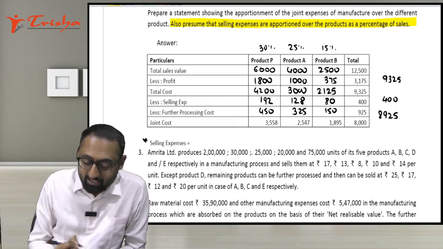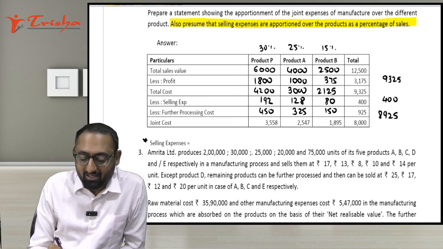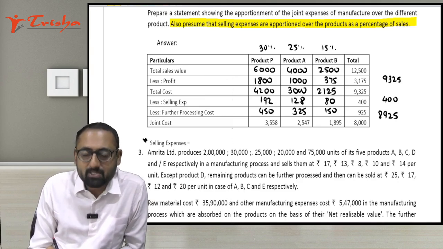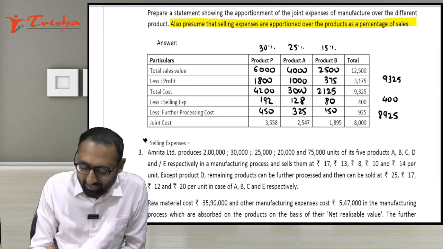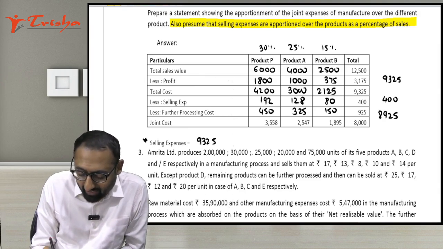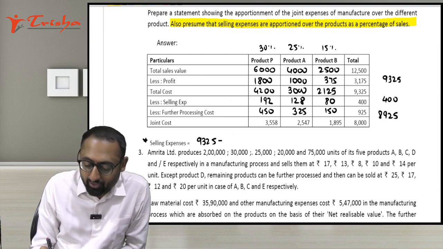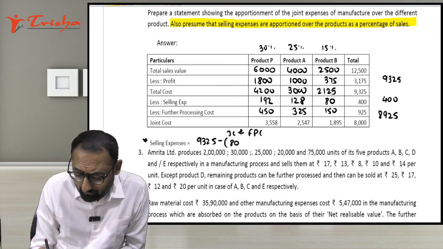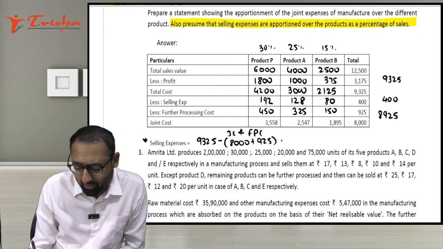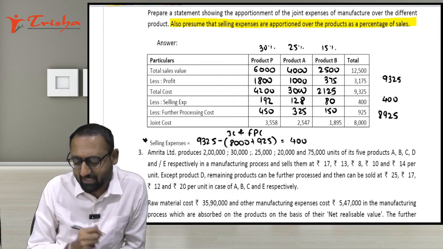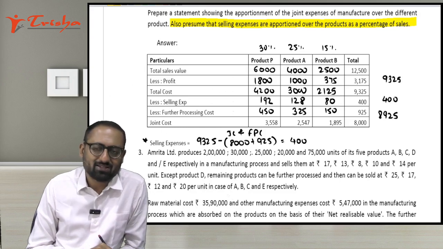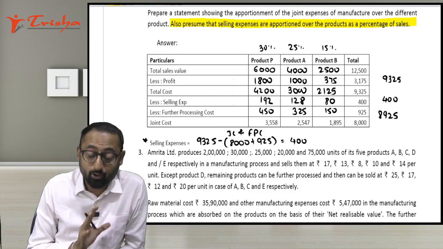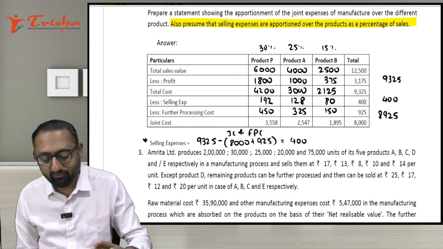So selling expenses, how have I calculated? Take the total cost: sales minus profit is equal to total cost. It comes to 9,325. From the 9,325, deduct the total of joint cost and further processing cost. Joint cost is 8,000 and further processing cost is 925. The remaining balancing figure will be your selling and distribution expenses. Allocate this in the ratio of sales value. I hope this point is clear to every one of you.